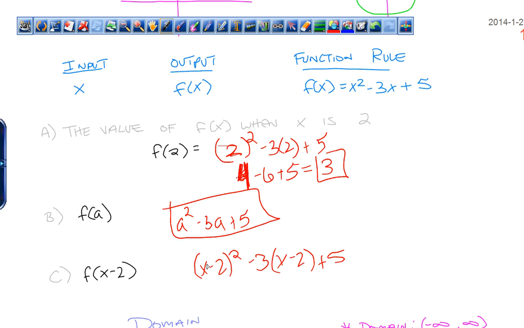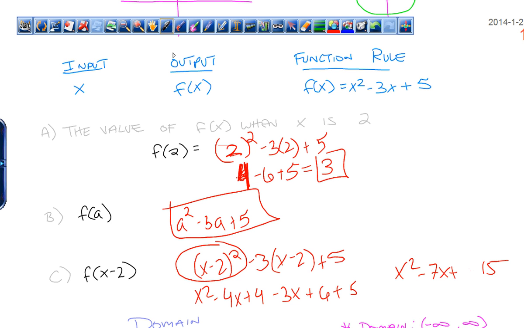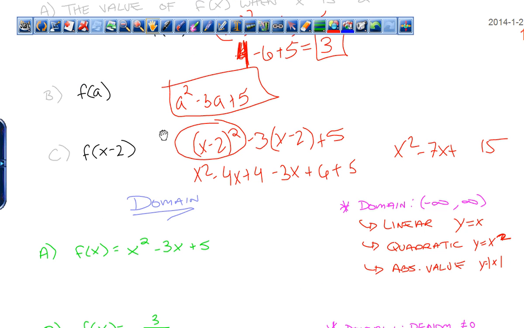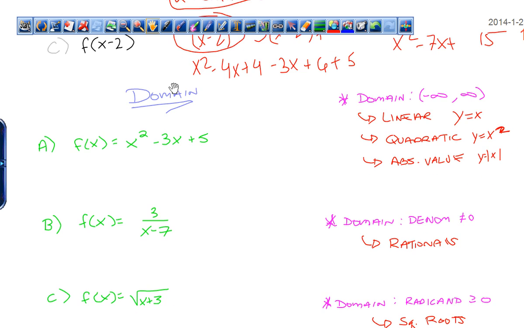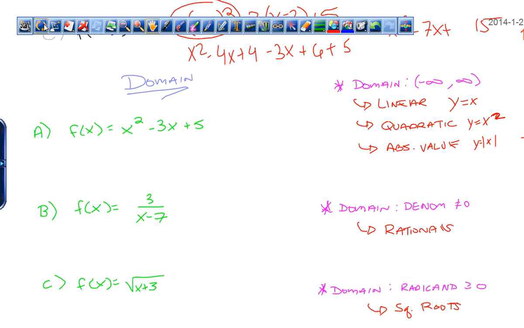So then we're going to multiply, do all that stuff. So I get x squared minus 4x plus 4 minus 3x plus 6 plus 5. Combine the like terms, so you get x squared minus 7x plus 15. All right, so that was probably the hardest one, as far as FOIL, box method, double distribute, whatever you want to call it. The last thing is domain and range. Go ahead and pause it, write it down, and then start it whenever you're ready.